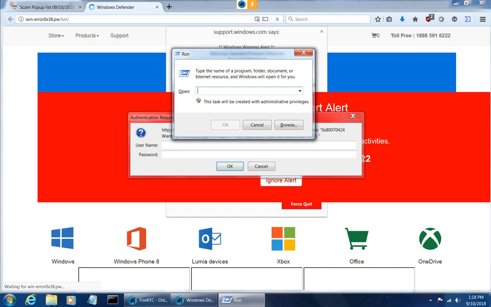letter I as in Indiana, then letter E as in Edward, then letter X as in X-ray, then letter P as in Pennsylvania, then letter L as in Lima, then letter O as in Oscar, then letter R as in Romeo, then letter E as in Edward. Now give it a space bar, a single space.